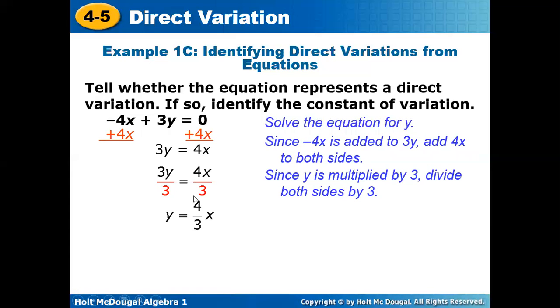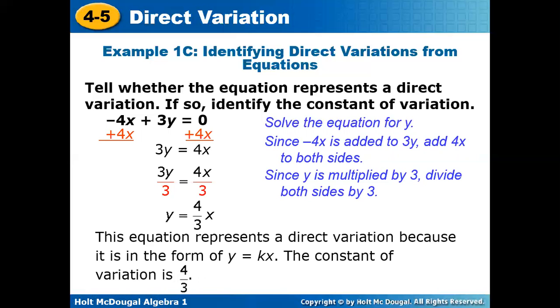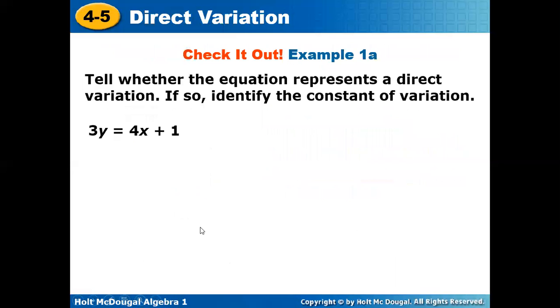Maybe one of you said this is not direct variation because we need a number than x. This 4 over 3 represents a number. We said this k may be any number, but non-zero. So 4 over 3 represents a fractional form of a number, a rational number. So this equation represents a direct variation because it's in the form of y equals kx, and the constant of variation is the number 4 over 3. Now check it out. Stop the video and try to solve alone.